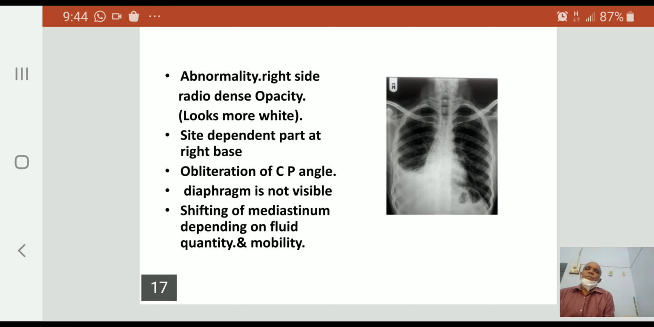Now this chest X-ray, the abnormality is on the right side. We can see a radiodense opacity at the right lower zone with non-visualization of the right dome of the diaphragm and right CP angle. This is an X-ray of right pleural effusion.